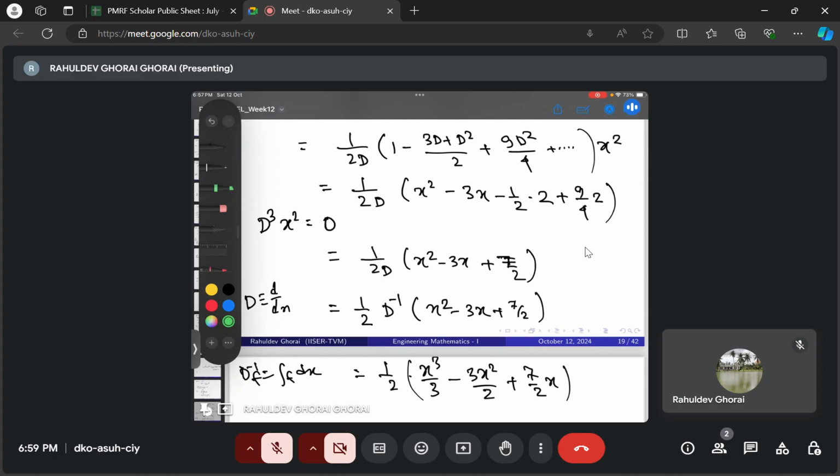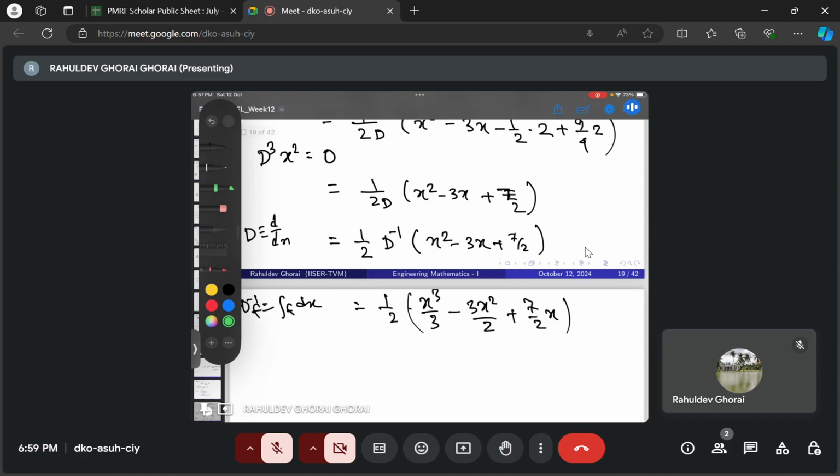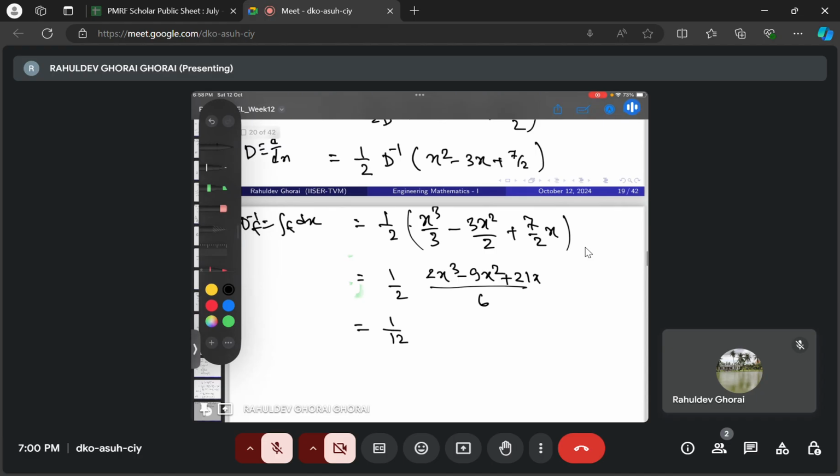So the solution will be 1 over 2 times 6 of 2x cubed minus 9x squared plus 21x, that is 1 over 12 times 2x cubed, just making it simple. 21x. That is the solution.